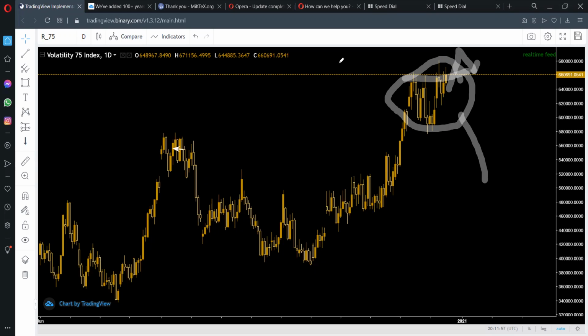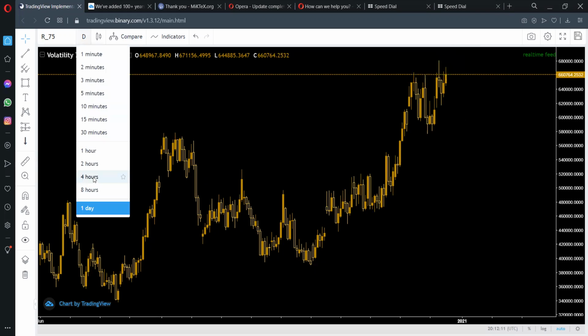If you look at it, it's not clear. Let me change to the line chart and see whether we can see it clearly. Okay, let me go to the 4 hour time frame. Yes, sir, it looks like a double top. Double top, meaning this is telling us that the market might change to the downside.